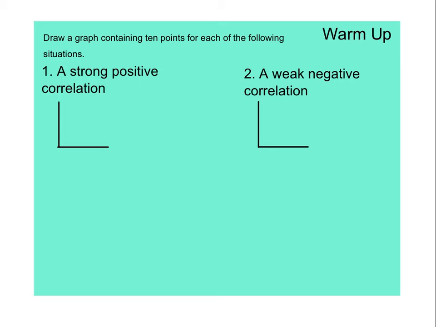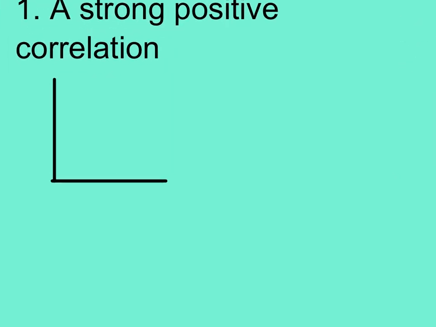Warm up for today. It said to draw a graph containing 10 points for each of the following situations. The first situation was if you had a strong positive correlation. Positive means that your dots should have gone up. You should have had 10 of them. And since it's strong, you want to make sure that they're all going up.